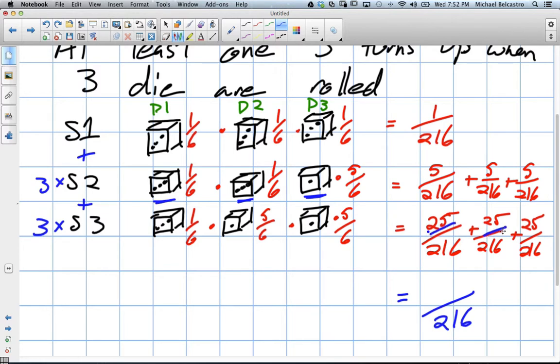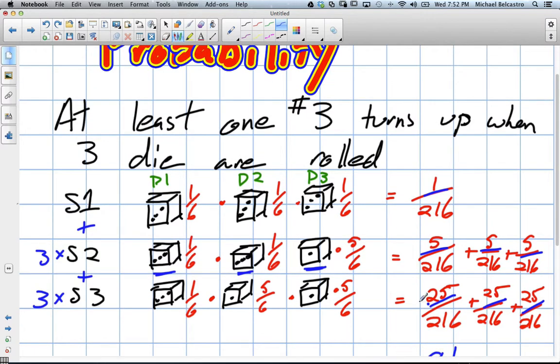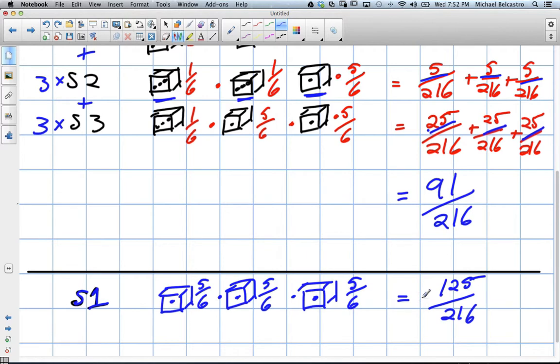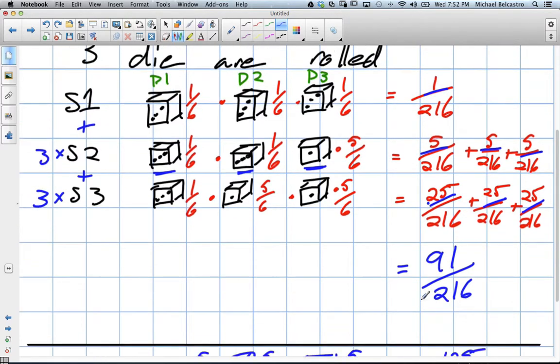25 and 25 is, do you know? Yeah, plus another 25, 75. Plus 5 is 80, 85, 90, 91. 91. So the probability of getting at least 1 3 turning up is 91 over 216. Okay? So, this is a hard way of doing it.